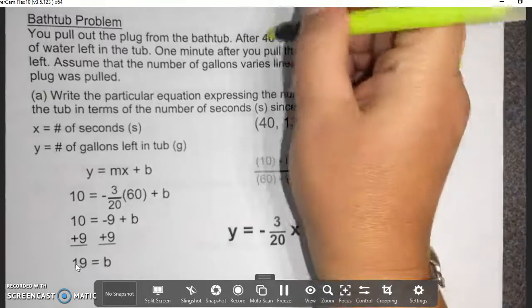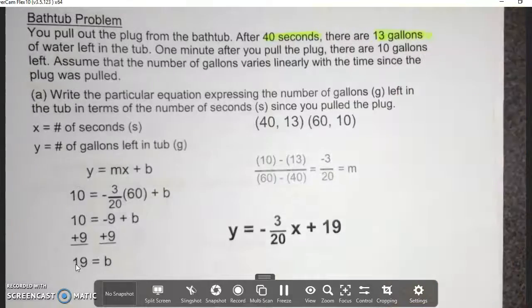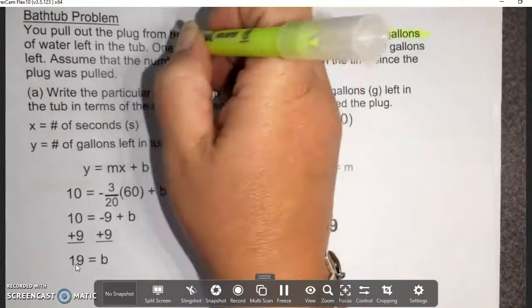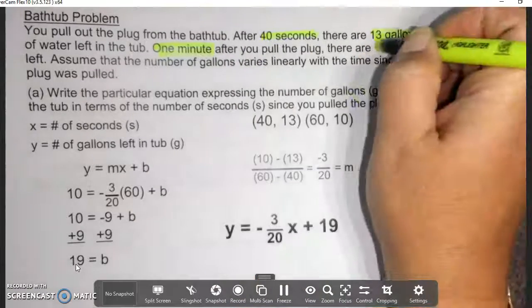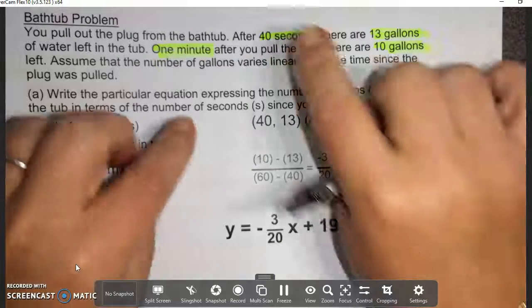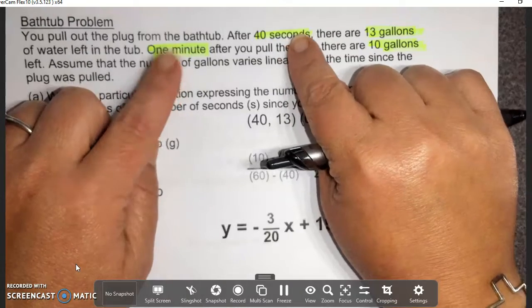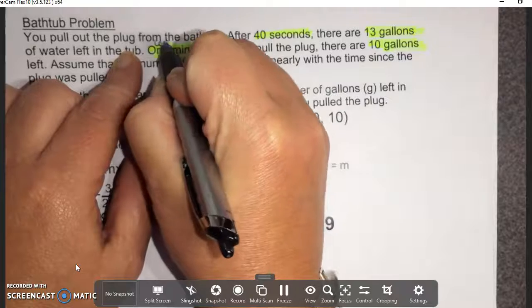After 40 seconds, there are 13 gallons of water left in the tub. After 1 minute, there are 10 gallons. Assume the number of gallons varies linearly with the time since the plug was pulled. So first thing that I look at is I've got minutes and seconds, and we have to have the same units. So I know 1 minute is the same thing as 60 seconds.